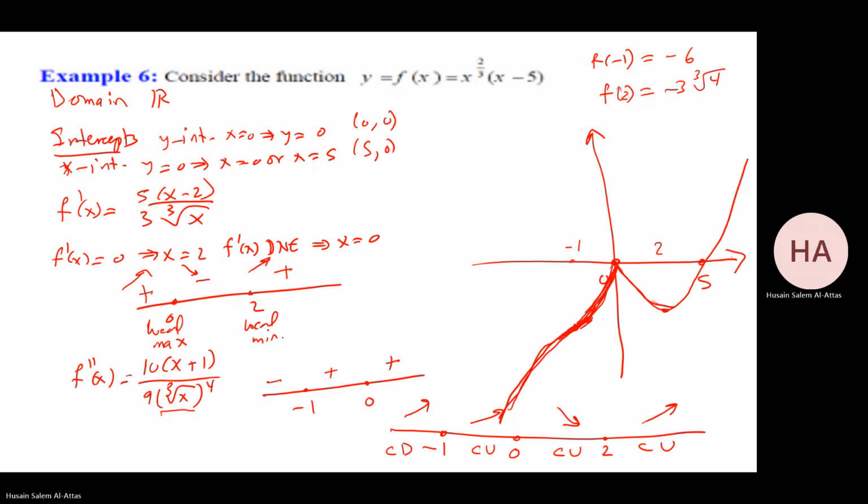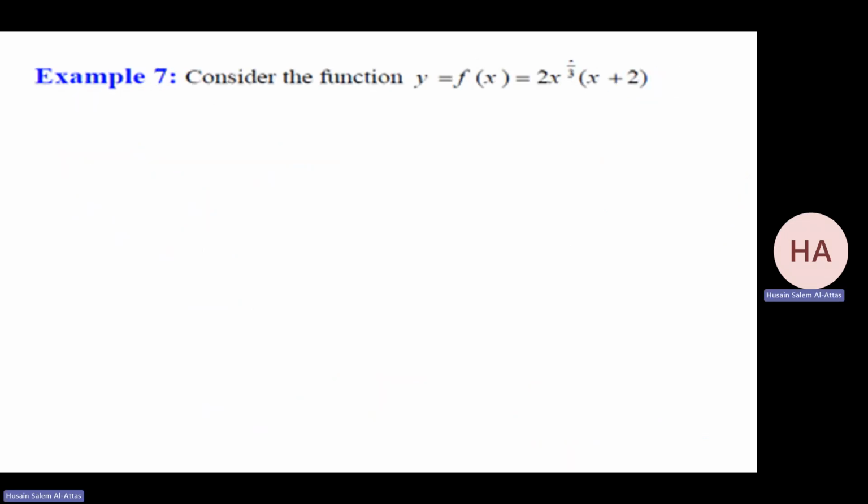Okay. Let me do this one. What is the domain? All real numbers. Intercepts: I have (0, 0) and (-2, 0). Very clear. And what else? Asymptotes: no asymptotes, no symmetry.